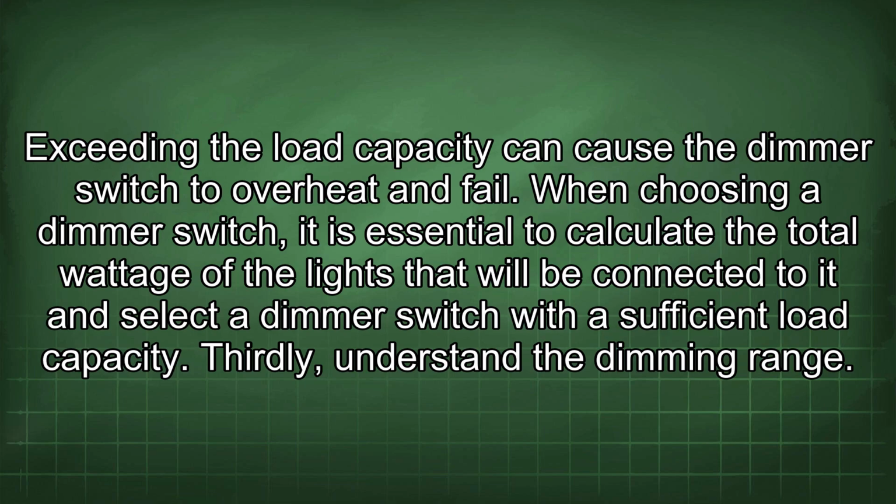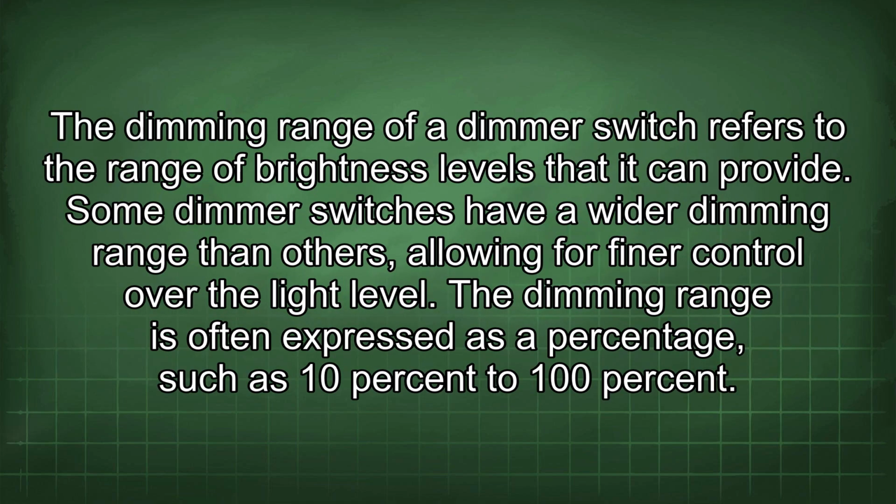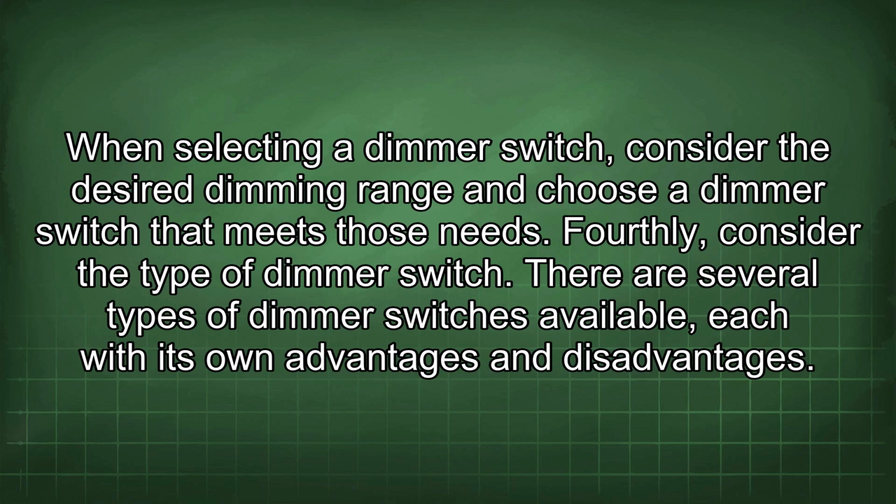Thirdly, understand the dimming range. The dimming range of a dimmer switch refers to the range of brightness levels that it can provide. Some dimmer switches have a wider dimming range than others, allowing for finer control over the light level. The dimming range is often expressed as a percentage, such as 10% to 100%. When selecting a dimmer switch, consider the desired dimming range and choose a dimmer switch that meets those needs.